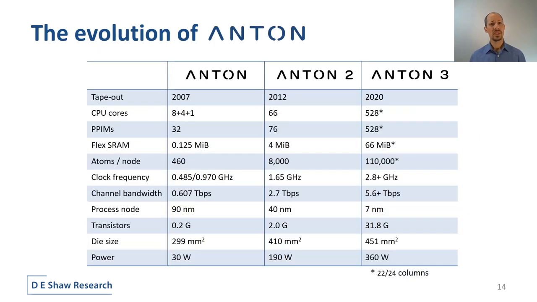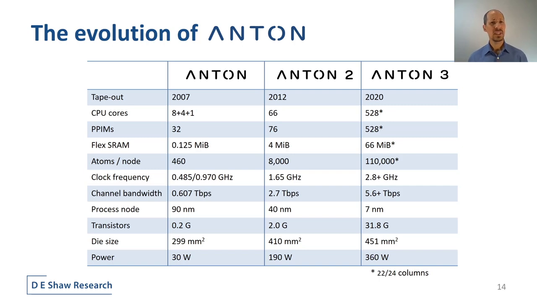This slide summarizes Anton 3 in numbers. Anton 3's increased computational throughput is most evident in the huge increase in the number of GCs and PPIMs. The specific numbers depend on the active core column count. 22 columns are assumed here. On-chip memory capacity and consequently maximum simulation capacity have each grown more than an order of magnitude. A clock rate of 2.8 GHz helps both throughput and latency, while raw channel bandwidth has more than doubled. Both of these important parameters have headroom left for improvement.